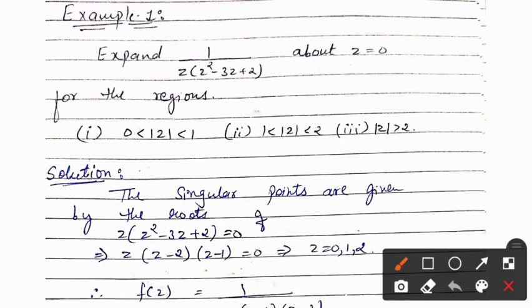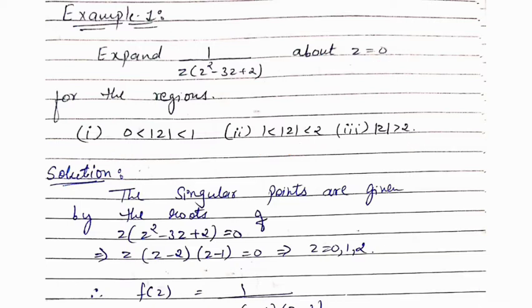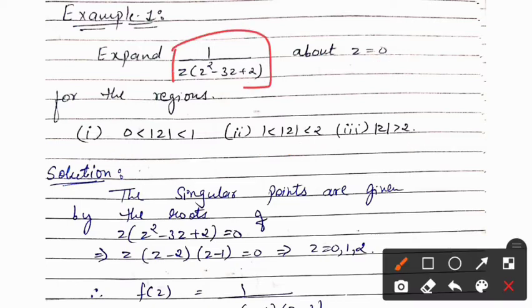You will understand this in a better way by solving these examples. Okay. First example, expand 1 upon z square minus 3z plus 2 about z equal to 0 for the regions 0 less than mod z less than 1. The other region is 1 less than mod z less than 2, and the third region is mod z greater than 2.